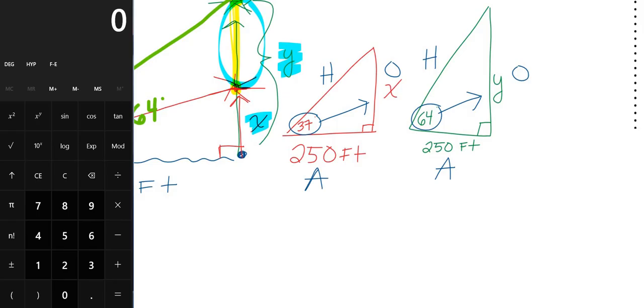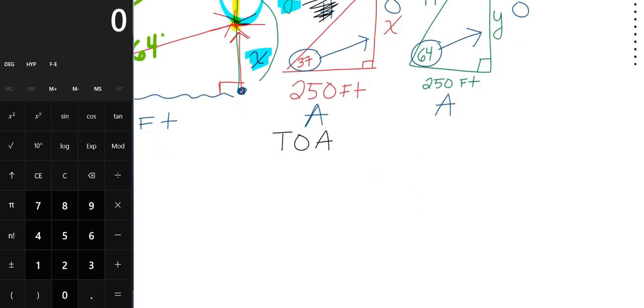Now, you have the opposite, which is what you're looking for, and the adjacent, which is a value that you have. H has nothing to do with this whatsoever, so I'm going to ignore H. O and A is TOA, tan. So I'm going to do the tangent function here to figure out the length of x. I'm going to do tan of 37 equals the opposite side x over the adjacent side 250. We're going to multiply both sides by 250 in order to get x by itself.